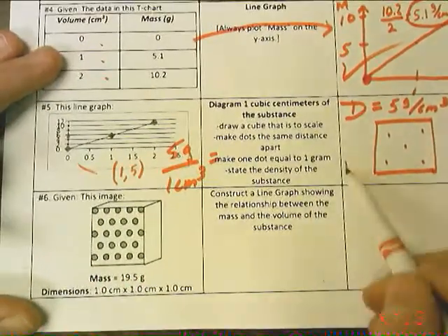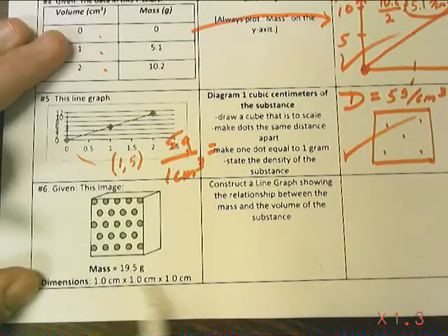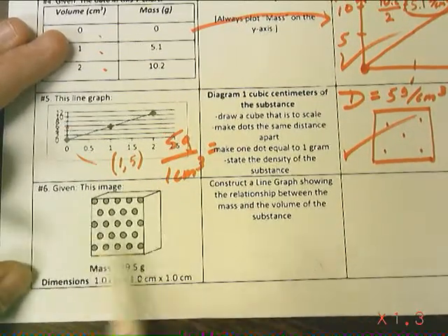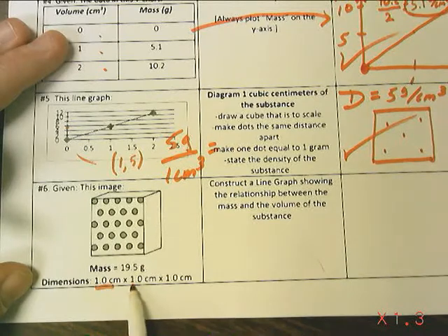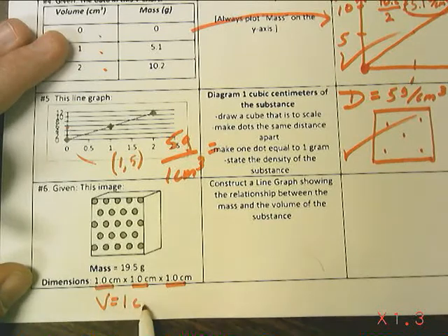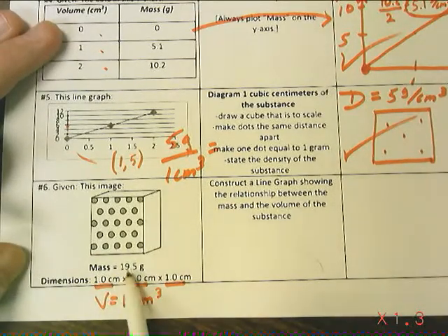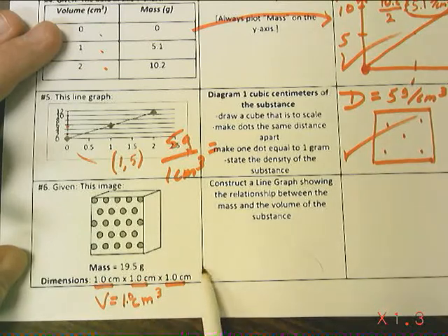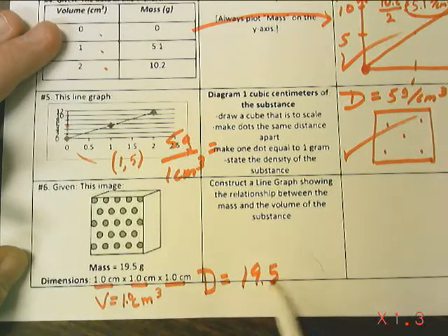Number 6. Here's your mass, here are your volumes. You see that this must be a cube because the lengths are all the same. And we know that 1 times 1 times 1 gives us a volume of 1 centimeter cubed. I should have said 1.0 to be spiffy. 19.5 grams divided by 1.0 centimeters cubed gives us a density of 19.5 grams per centimeter cubed.